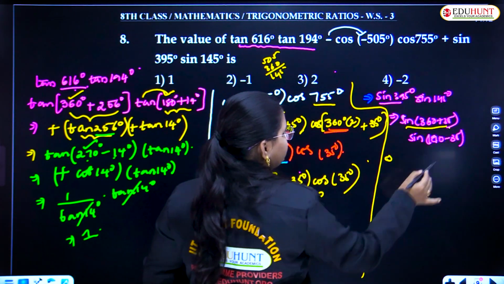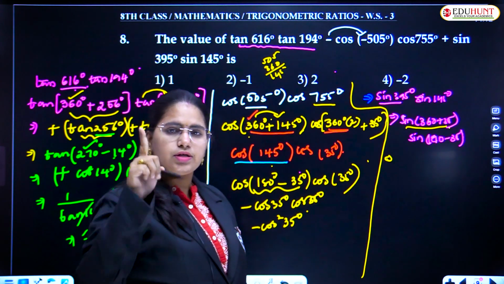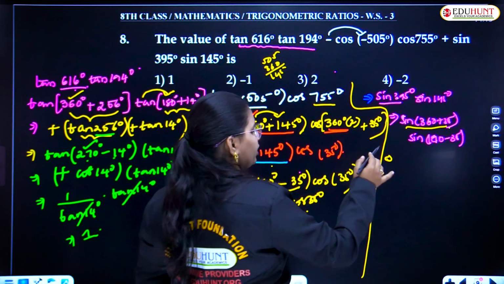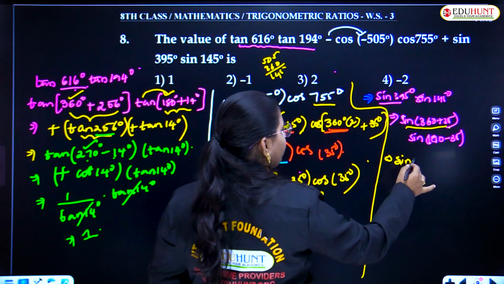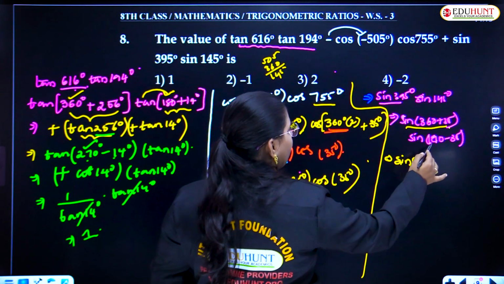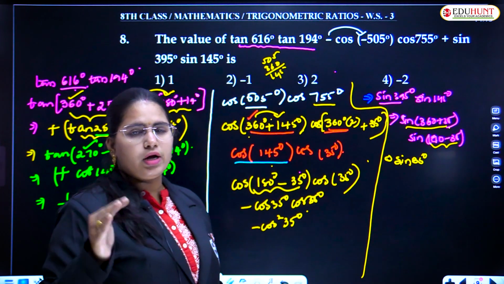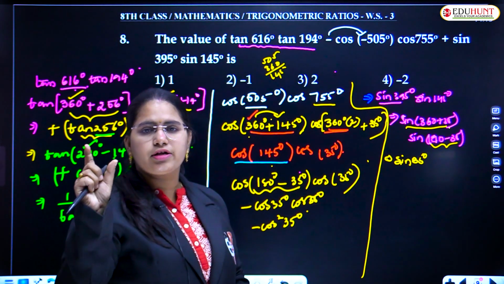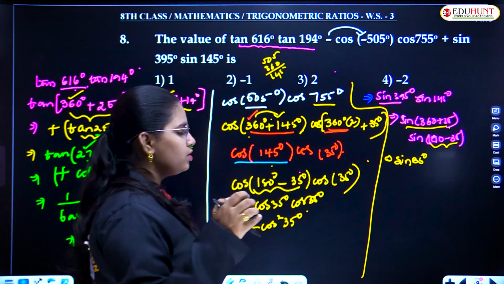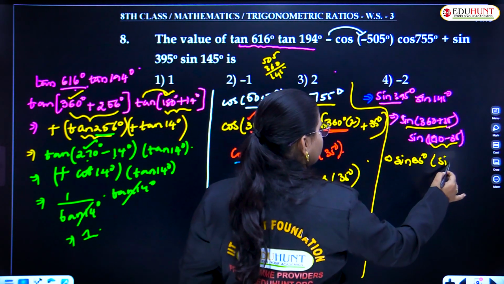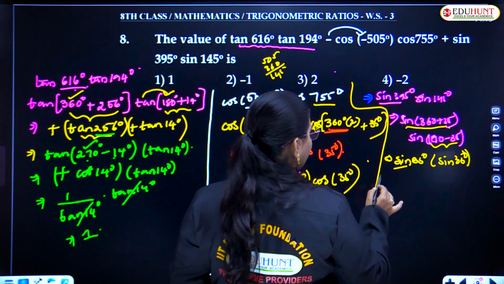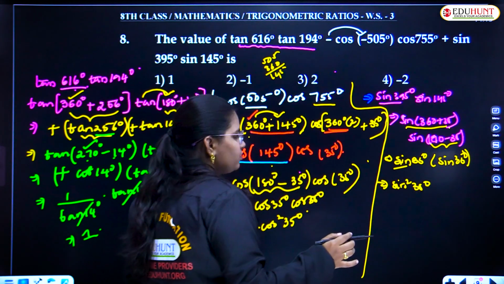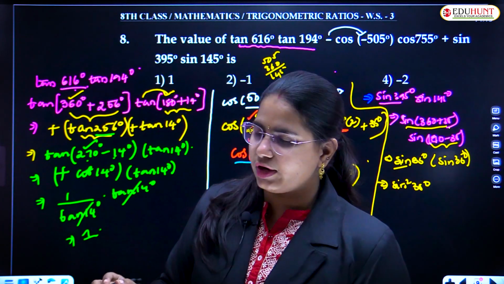360 plus theta, which belongs to the first quadrant. So all the trigonometric ratios are positive over here. Sine of 360 plus theta is sine 35 degree, and this is 180 minus theta, which also belongs to the second quadrant. In the second quadrant, the sine ratio is positive, correct. So sine 35 into sine 35 becomes sine square 35 degree.